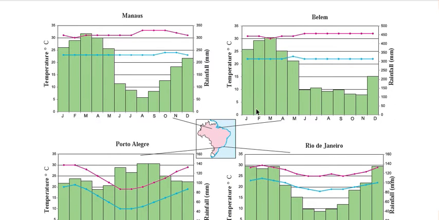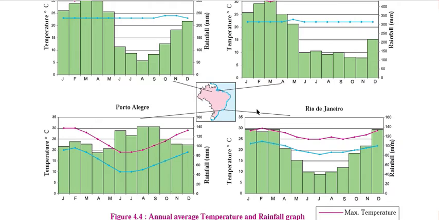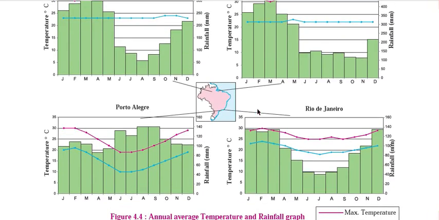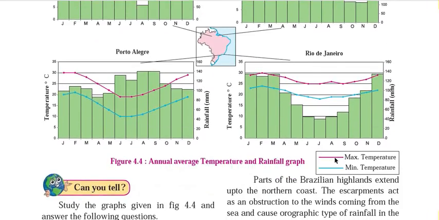So let's see these four graphs showing four different cities from Brazil, the rainfall pattern, and average maximum and average minimum temperature from these four cities. So very easy bar graph they have mentioned over here, and just see this legend. This red line shows maximum temperature and blue line shows minimum temperature.